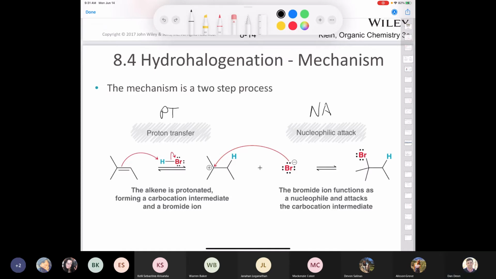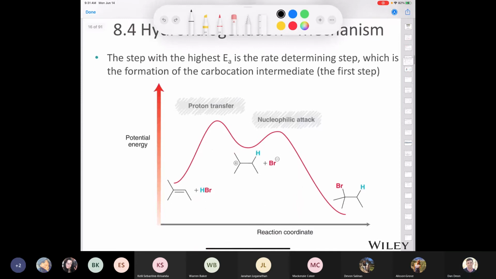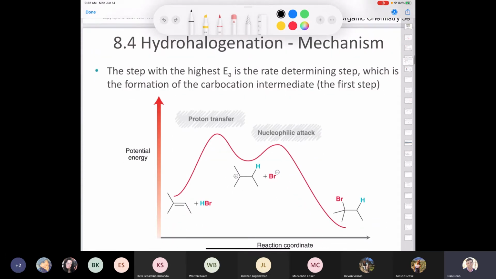Okay, now that you've got a carbocation and a bromide ion, the bromide can come in and attack just like that. Now, in terms of the mechanism, the step with the highest activation energy is the rate determining step, which in the hydrohalogenation reaction is the proton transfer. It's got the highest activation energy. You can see that it's by far bigger, right? This one is much smaller. So the proton transfer, which leads to the carbocation intermediate, is our rate determining step.